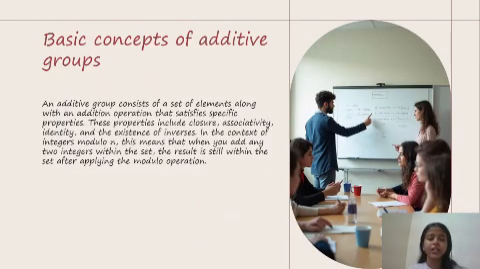Basic concepts of additive groups. An additive group consists of a set of elements along with an addition operation that satisfies specific properties. These properties include closure, associativity, identity, and the existence of inverses. In the context of integers modulo n, this means that when you add any two integers within the set, the result is still within the set after applying the modulo operation.